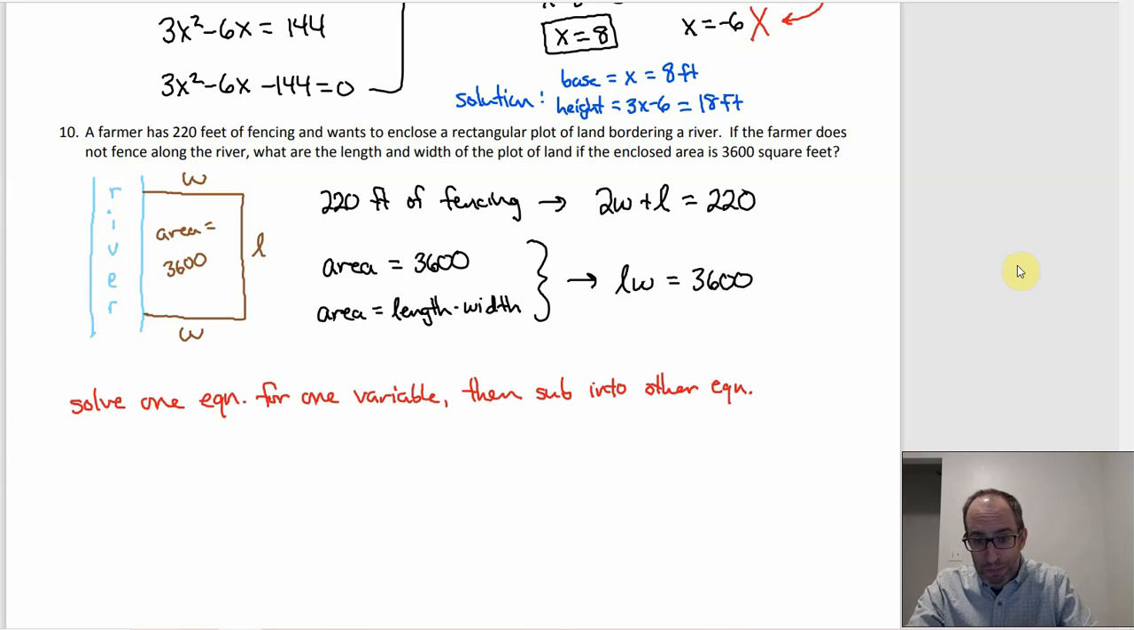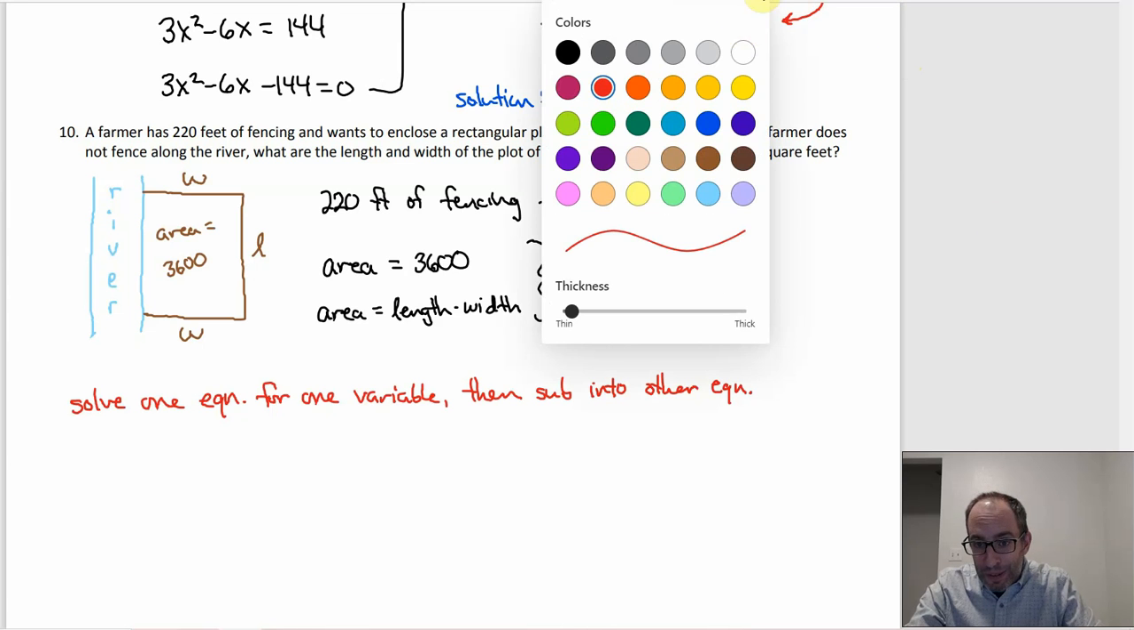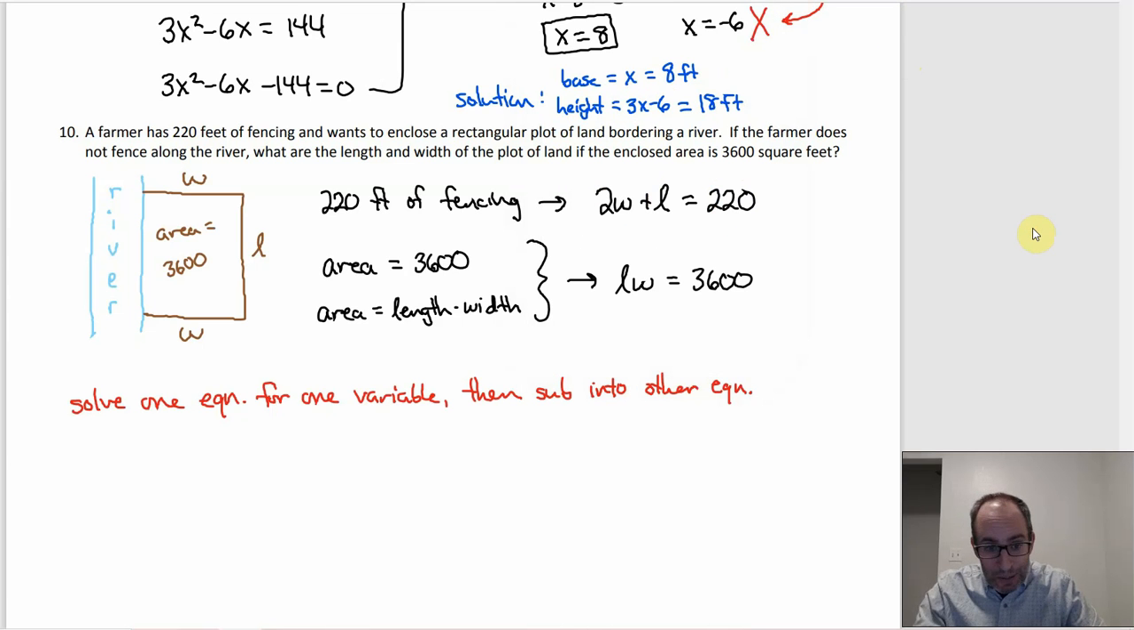Just subtract 2W from both sides, right? And we're good to go. And that's exactly what we're going to do. So since 2W plus L is 220, that would mean that L is 220 minus 2W, right? So all I did was get the L by itself, subtract 2W from both sides.